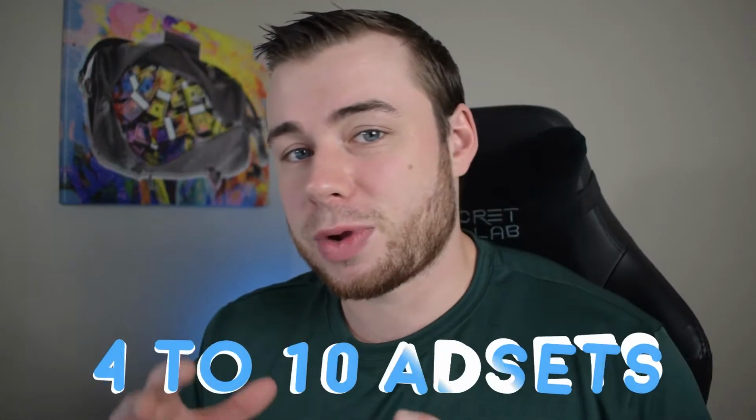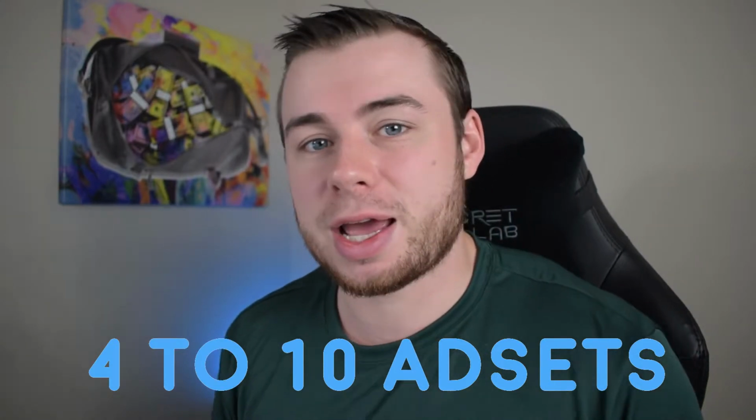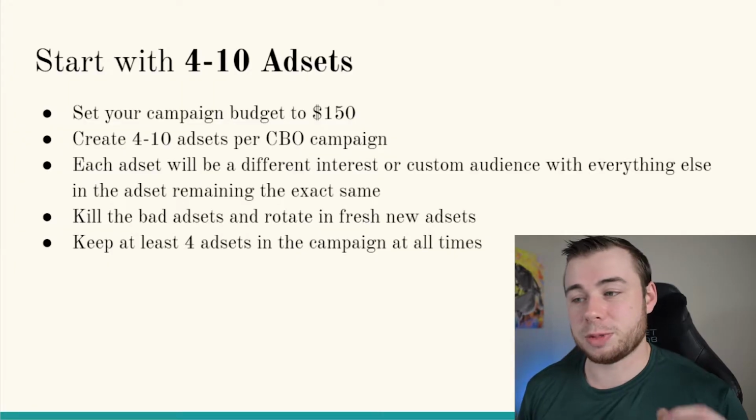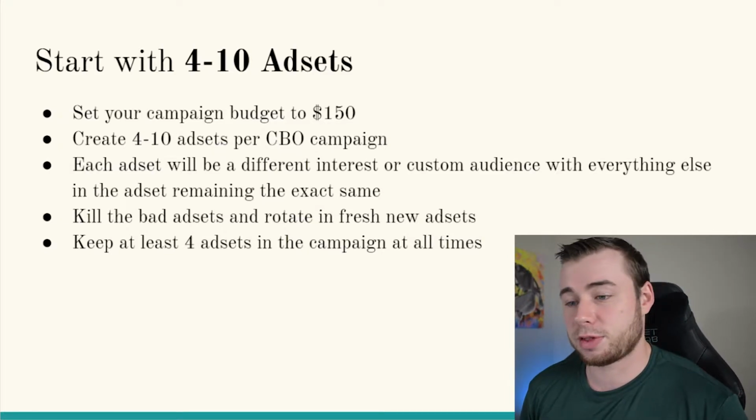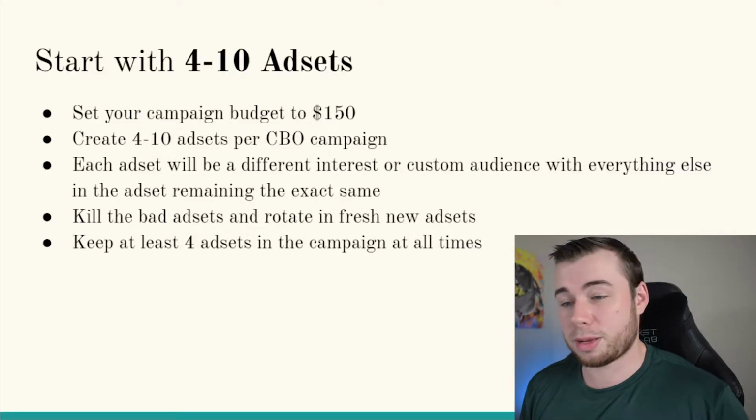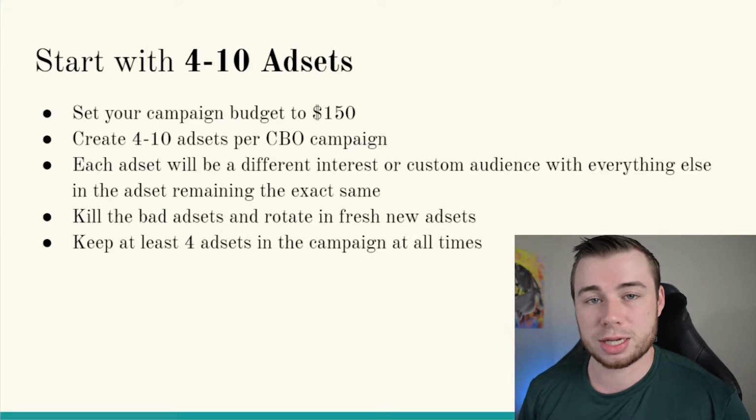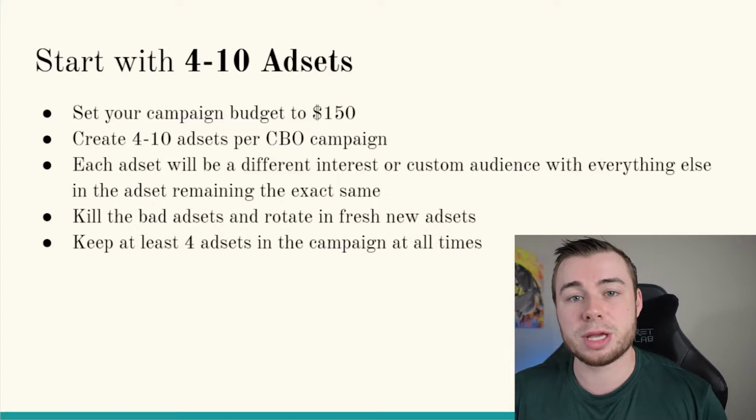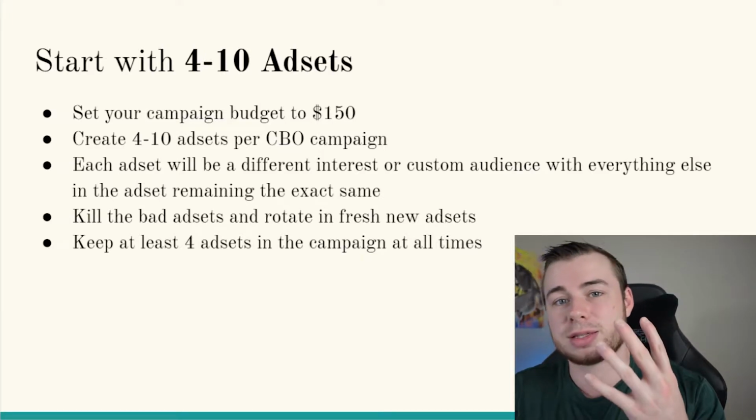Next point is I recommend you start with at least 4 to 10 ad sets in your campaign. You want to set your campaign budget, as I mentioned previously, to $150. You'll be creating 4 to 10 ad sets per CBO campaign. Each ad set will be a different interest or a custom audience, with everything else in the ad set remaining exactly the same. That's why you're only going to be testing one thing, and that is the specific interest. I recommend killing the bad ad sets and rotating in fresh new ad sets. While doing this, when you're turning off ad sets, you want to make sure you maintain that at least 4 ad set rule in your campaign while not going over 10 ad sets.